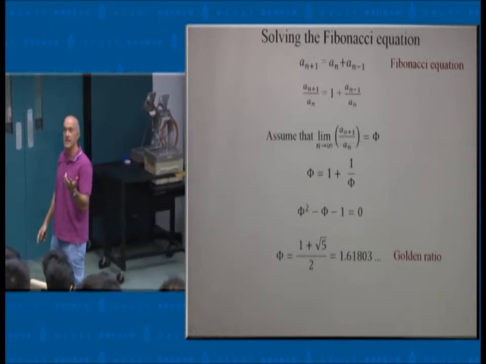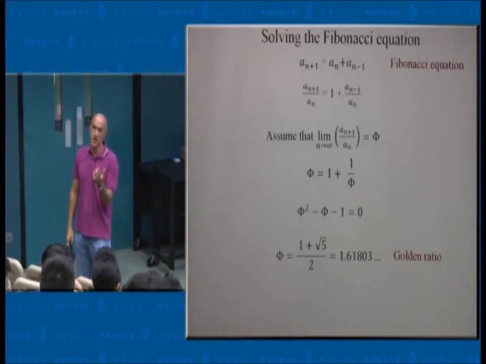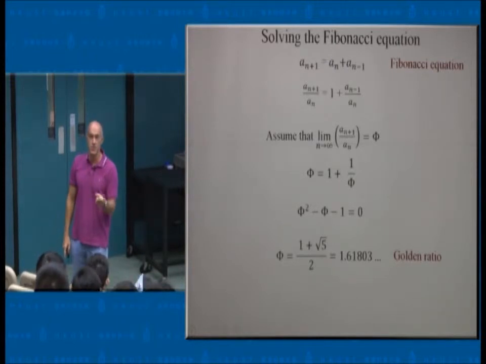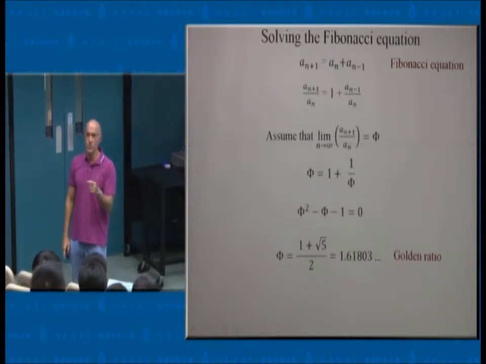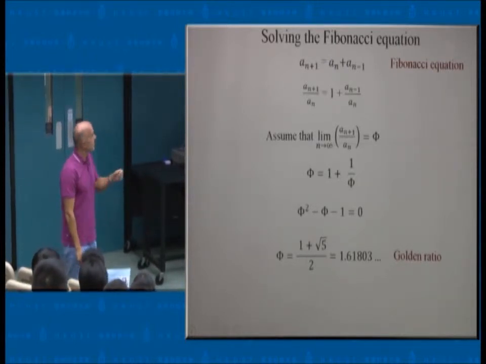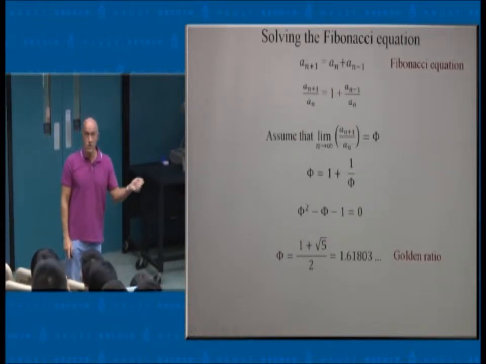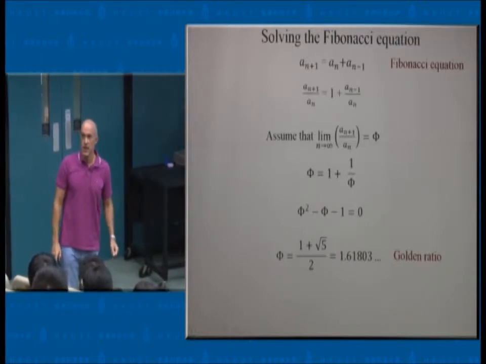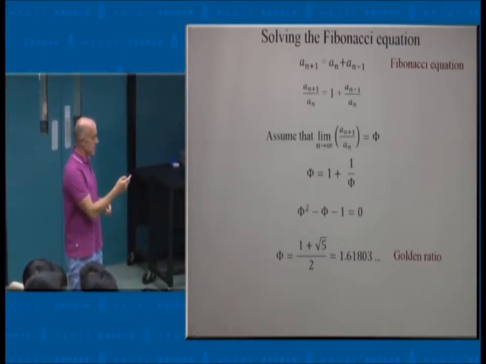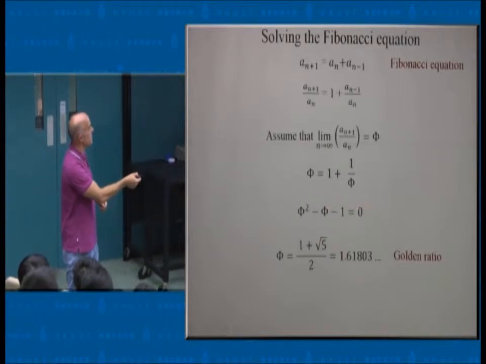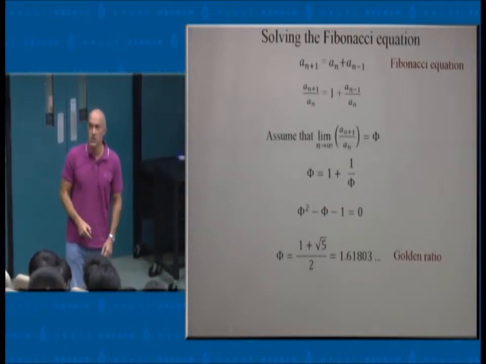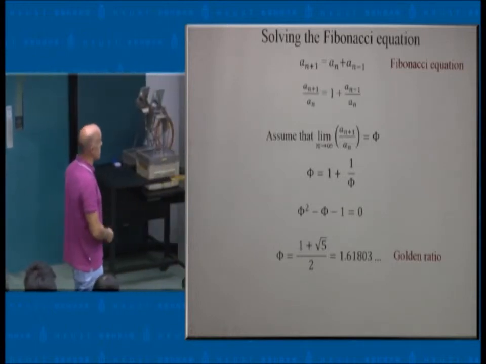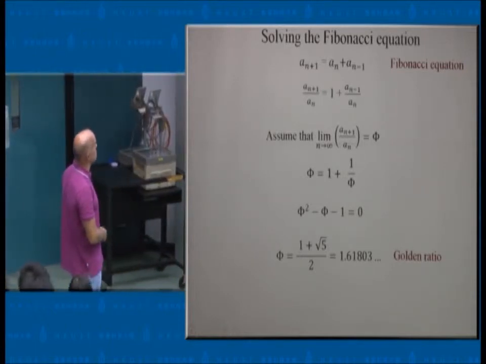Pi and E are special because they are slightly different from phi: they're called transcendental numbers. They're not the roots of a polynomial equation with integer coefficients. But phi is not a transcendental number, it's an irrational number, but a very interesting number. Okay? So the golden ratio.